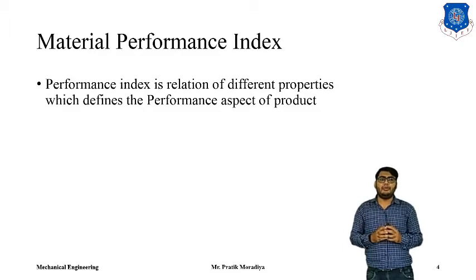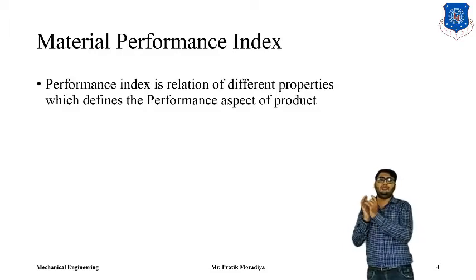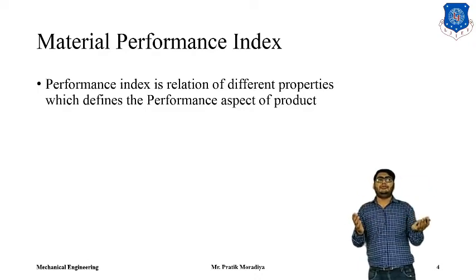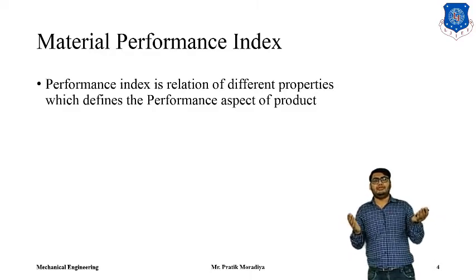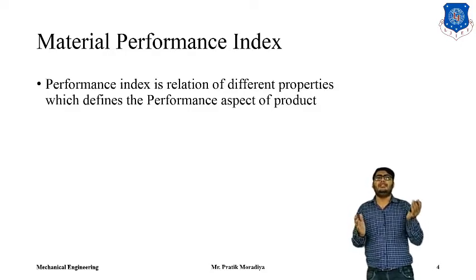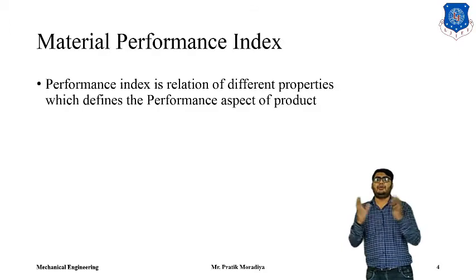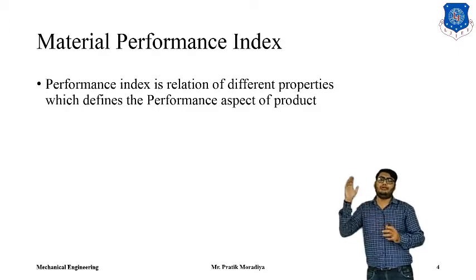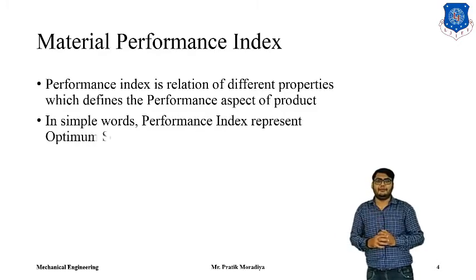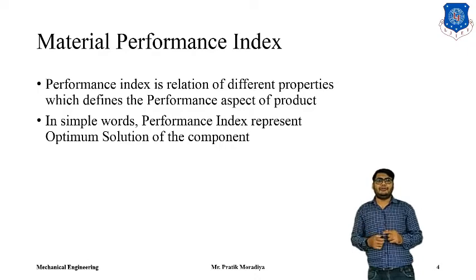Now, how to incorporate all these different criteria into a single index? Because ultimately you are comparing two different things, and you want to make sure that the one you are selecting is not just excelling in one dimension, but it is excelling when you are comparing all different properties. So this material property index will combine all these properties into a single index, and you just have to compare the single index across different materials. For example, let us take an example. It represents the optimum solution for all the components.